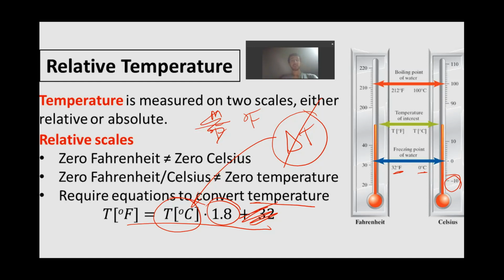It's very important. Relative scales are relative to the freezing point of something, but not relative to zero temperature. Next time we learn about absolute scales, which were made to fix that issue and put the point where it should be at zero temperature.